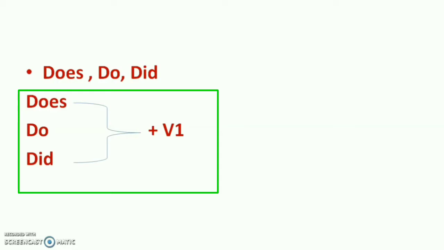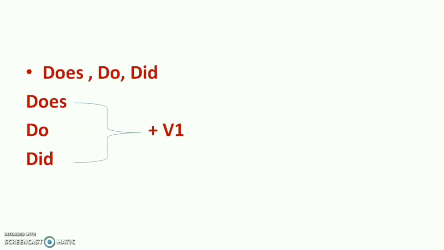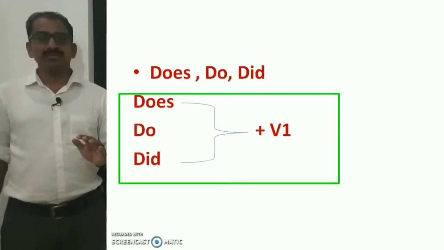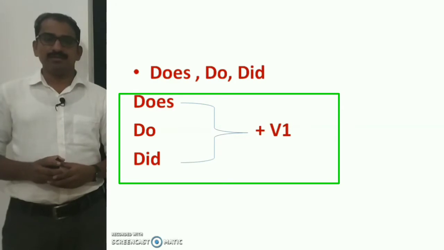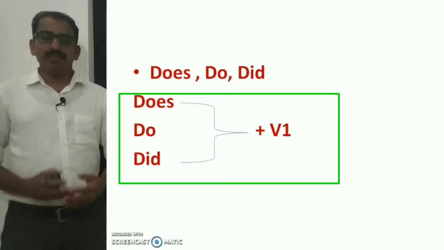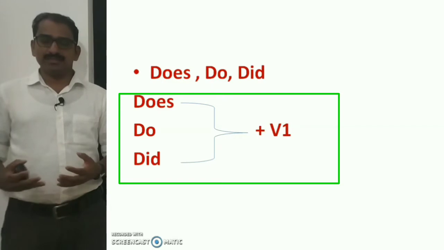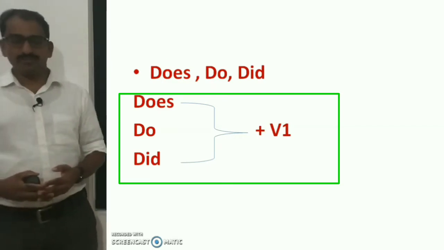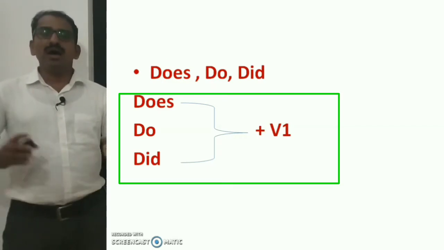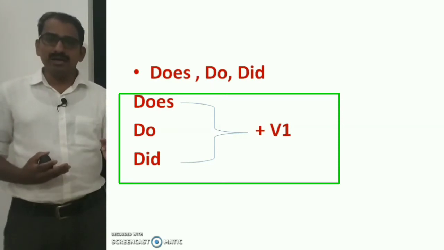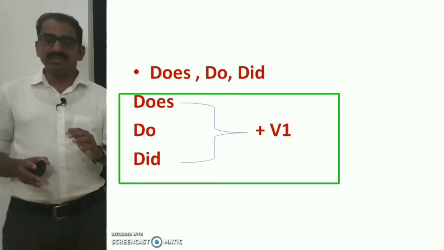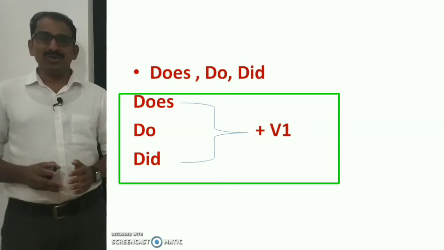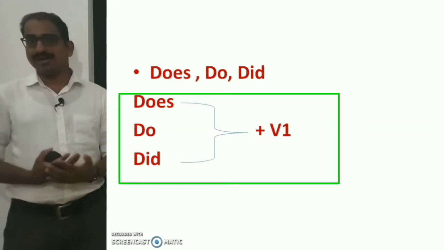You have to practice a lot, and also pause the video in between, practice and make a lot of sentences on your own. So far we have discussed 17 auxiliaries. There are three remaining auxiliaries. They are very, very important. We are discussing them in this video. The 18th, 19th and 20th auxiliaries are does, do, did. We will discuss them in this video because they are very important auxiliaries.